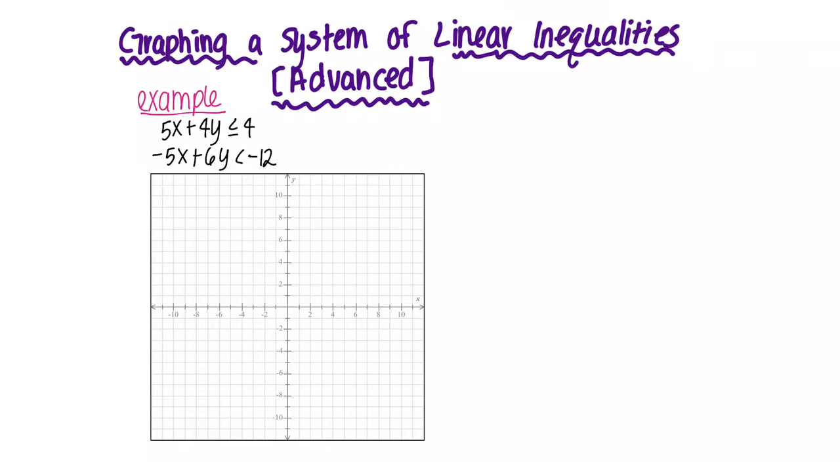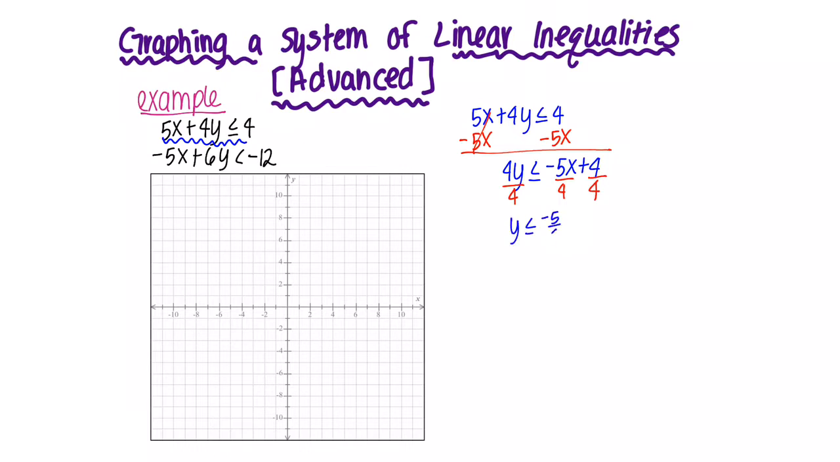So what we're going to do, none of these are in slope-intercept form, so I'm going to go ahead and put them in slope-intercept form. I have 5x plus 4y less than or equal to 4. I'm going to subtract 5x off both sides. I have 4y less than or equal to negative 5x plus 4. Dividing both sides by 4, I have y less than or equal to negative 5/4 x plus 1. So that's my first equation.